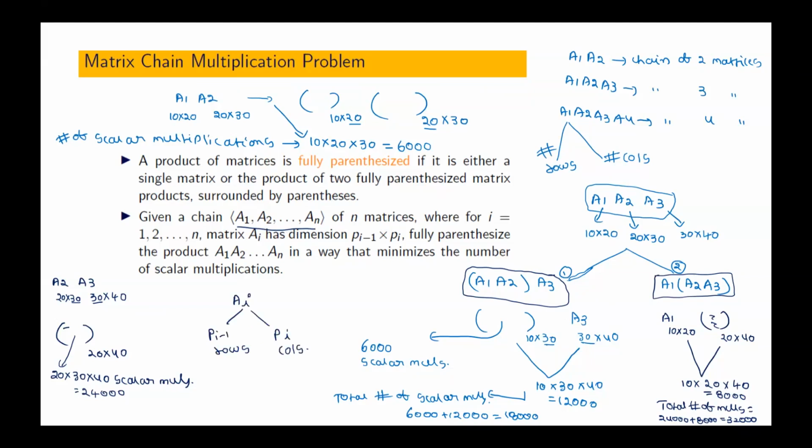Now we need to parenthesize this chain. That means we need to place parentheses such that it tells us the order in which we need to multiply the matrices inside that chain to get the product A1 to An. But what is our goal here? That multiplication should minimize the total number of scalar multiplications required to find the product. Is the problem definition clear? What is the matrix chain multiplication problem?